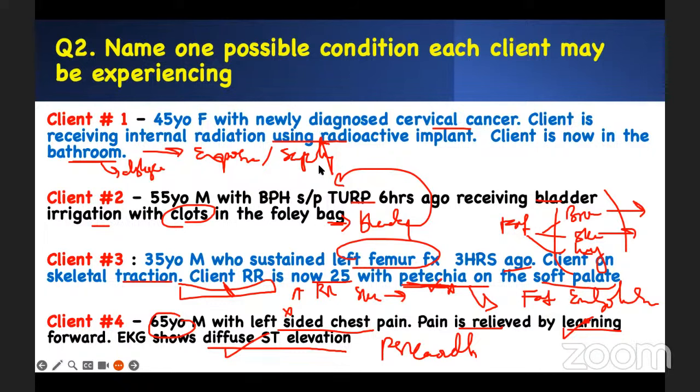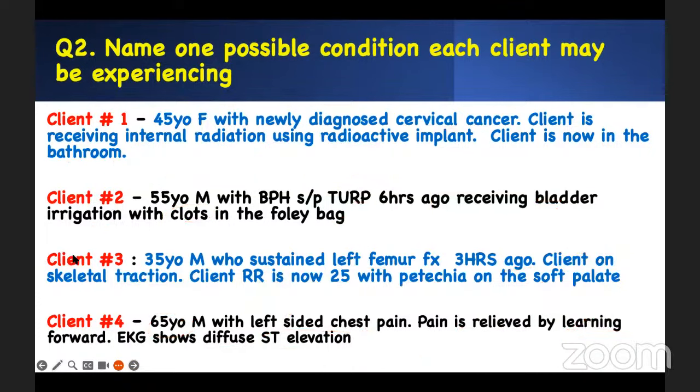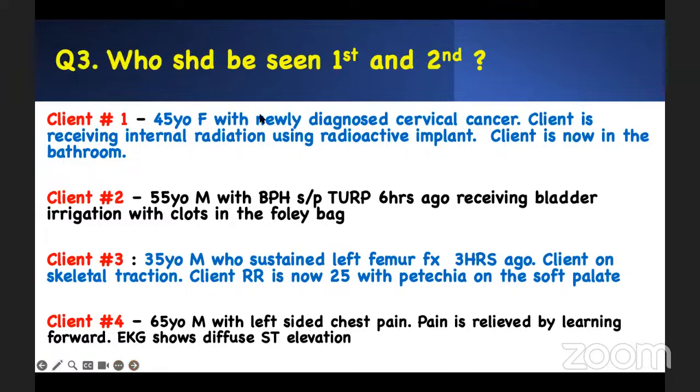So we have a safety issue, we have a bleeding problem, we have the fat embolism, and then we have pericarditis. Those are the keys. So you have to make the diagnosis. You make the diagnosis, you can figure out what to do with this patient. Now, you already made a diagnosis. Who should be seen first and second? I've given you keywords. I've emphasized some of the things you should pay attention to. I've given you the diagnosis.